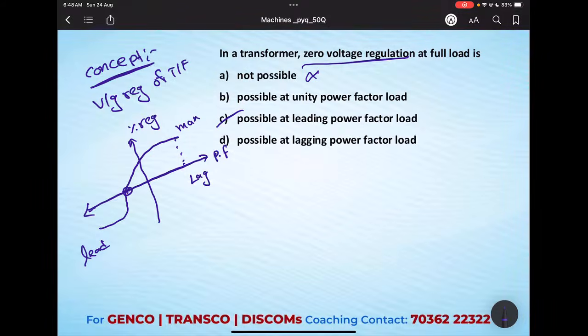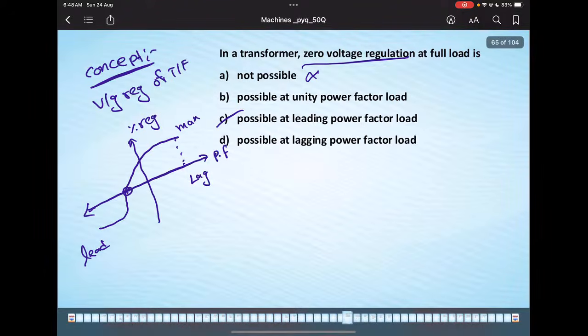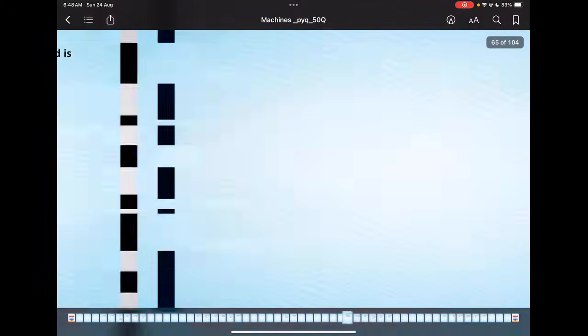So this voltage regulation concept is also very important in transformers. We just need to remember the voltage regulation curve and voltage regulation formula. From these two only we are going to get multiple questions. If you are clear about these two concepts, we can solve any question related to voltage regulation. This is also repeated many times in competitive exams. So our option will be C.